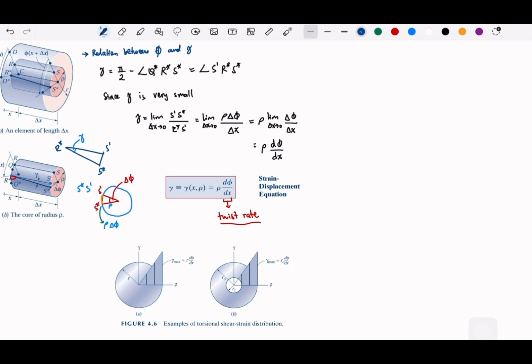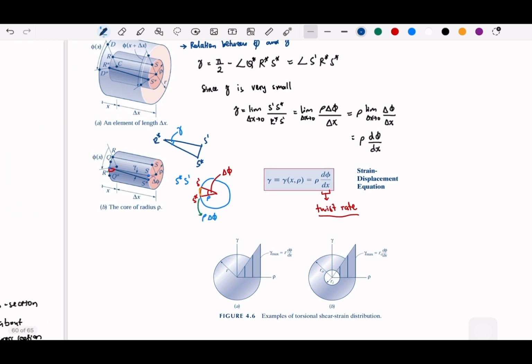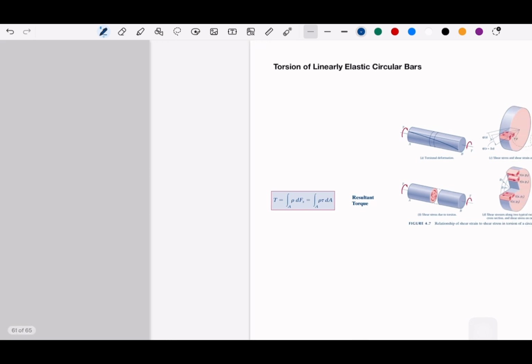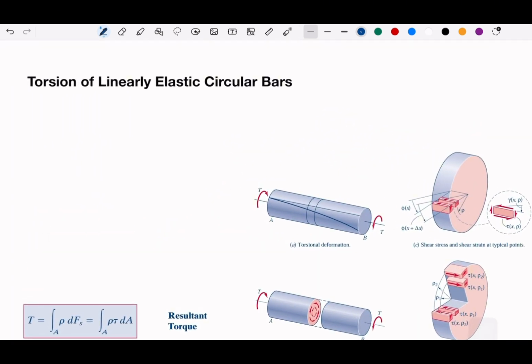Okay, now we continue. Basically, for the first part on torsion, we're going to imagine that the circular bars in torsion will be linearly elastic, which means the deformation itself will behave in a linear manner. So let me go through this part: torsion of linearly elastic circular bars.